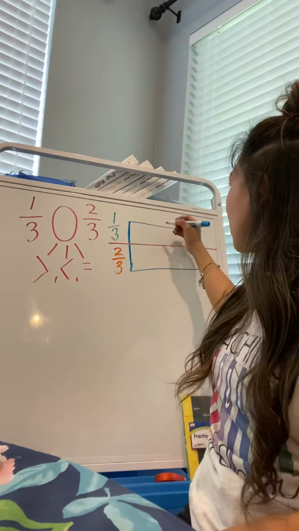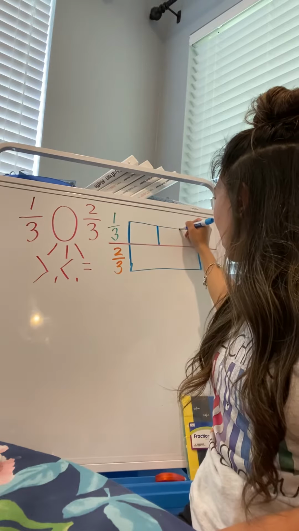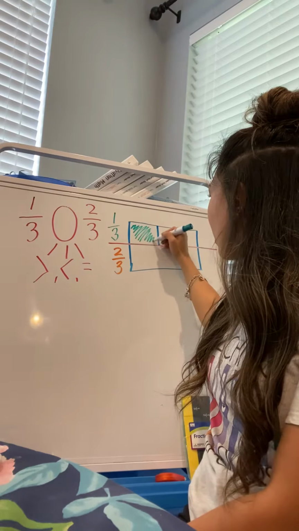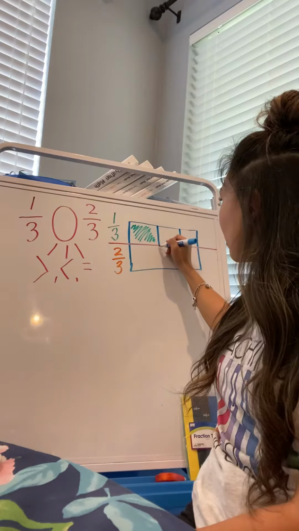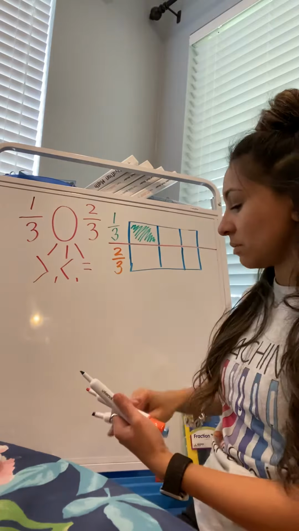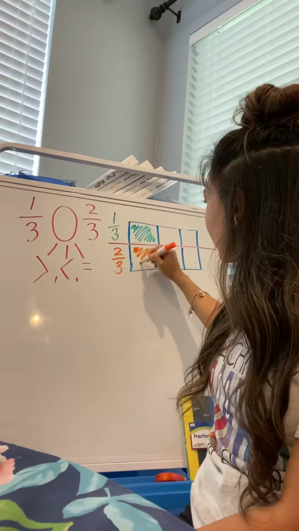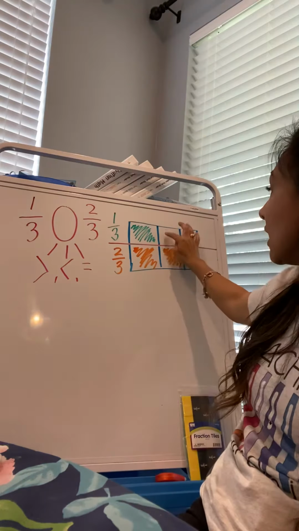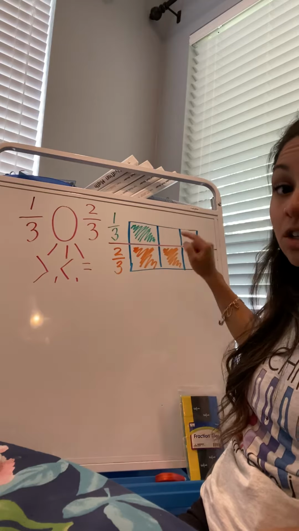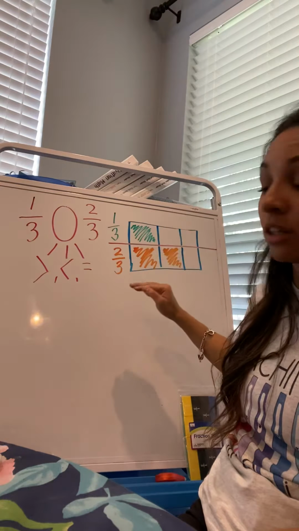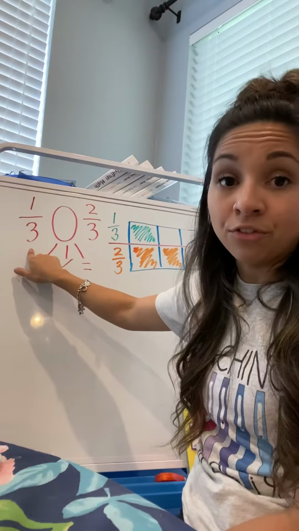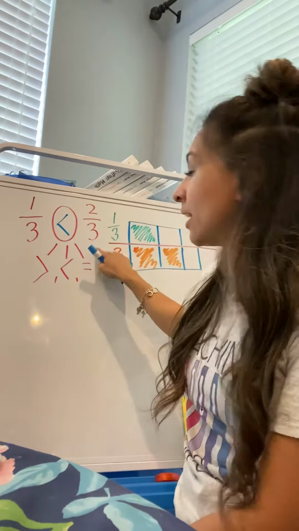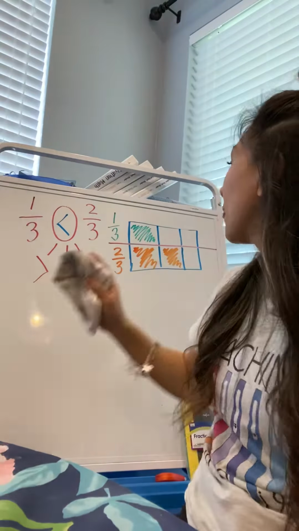So, I'm going to shade in 1/3. And on my bottom rectangle, I'm going to be shading in 2/3. All right. So I can see that 1/3 is less than 2/3. It is a smaller fraction, therefore it is less than. So I'm going to fill in my sentence just like that. 1/3 is less than 2/3. Okay? Let's do another one.